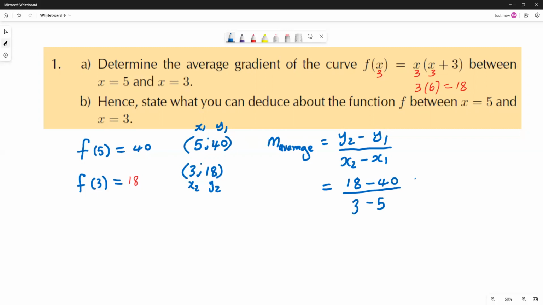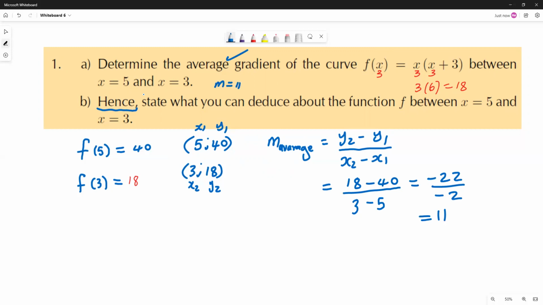Right. And then here we can see that 18 minus 40 is negative 22, and then 3 minus 5 is negative 2. So the answer will be 11 when you divide them, and then you have calculated the average gradient. On B, they say hence. Remember, if they say hence in maths, they mean use the answer above. So we have m equals 11.